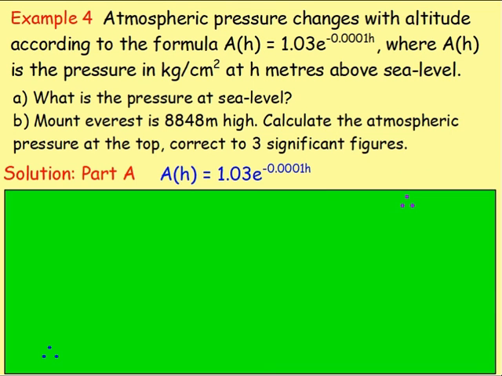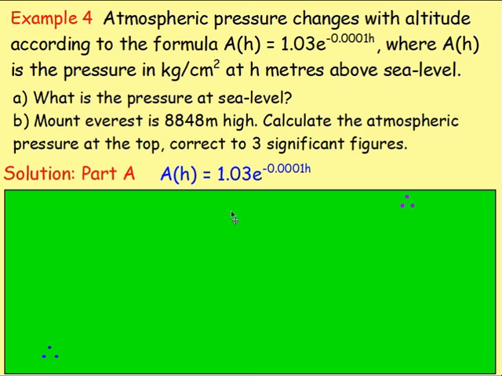Example 4. Atmospheric pressure changes with altitude according to the formula A(h) equals 1.03 e to the power of negative 0.0001h, where A(h) is the pressure in kilograms per square centimetre at h metres above sea level. So part A, what is the pressure at sea level? And part B, Mount Everest is 8,848 metres high. Calculate the atmospheric pressure at the top, correct to 3 significant figures.